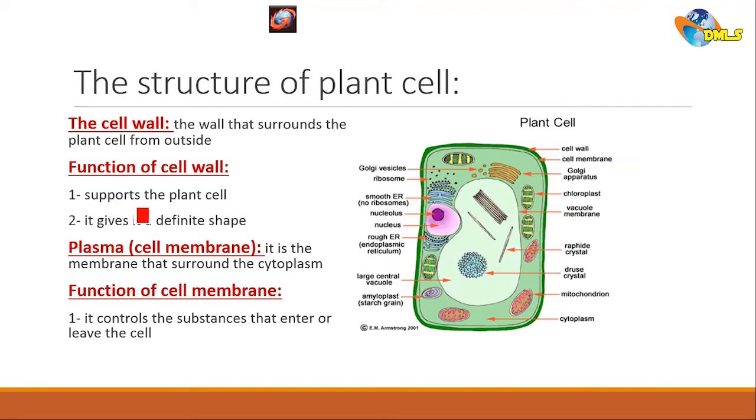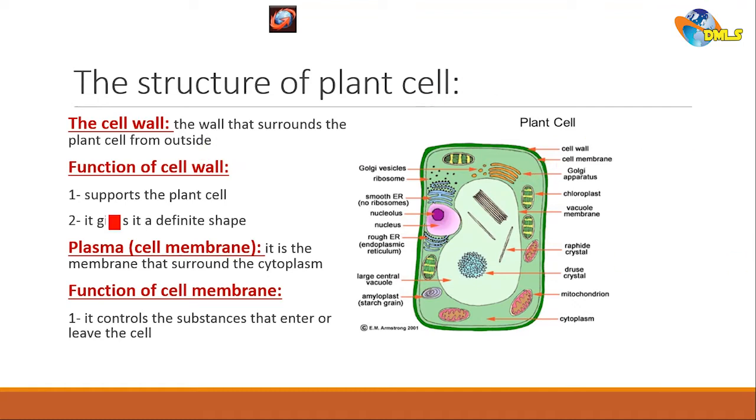Afterwards, the next membrane here is called the cell membrane. The cell membrane is very important because it controls the substances that enter or leave the cell. So the cell wall surrounds the cell from outside, and its function is to support and give the plant cell its definite shape. But the plasma membrane, or cell membrane, surrounds the cytoplasm and controls the substances that enter or leave the cell.